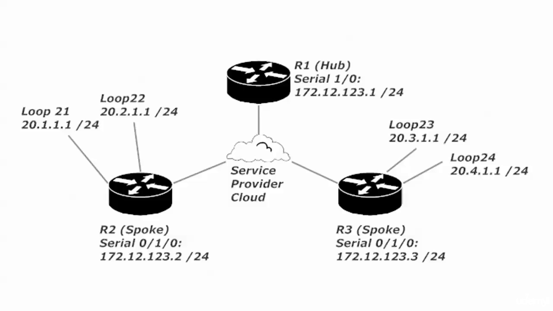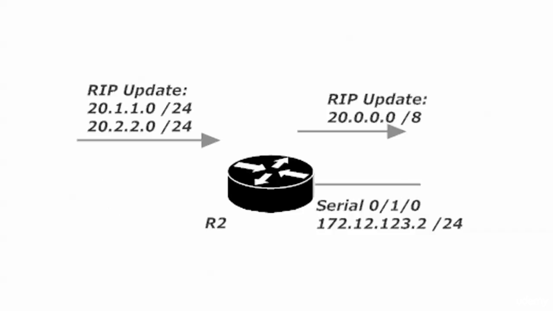We don't want that. Same goes for 24.11. Same goes for all four of these subnets. And the reason the routes are being auto-summarized is because we left auto-summarization on, and here's why it's working.